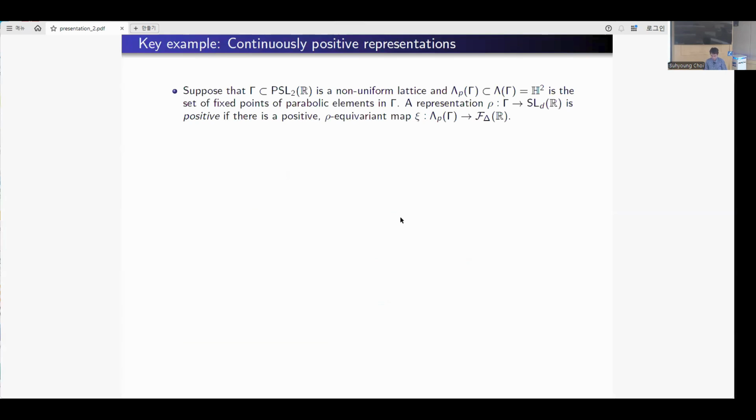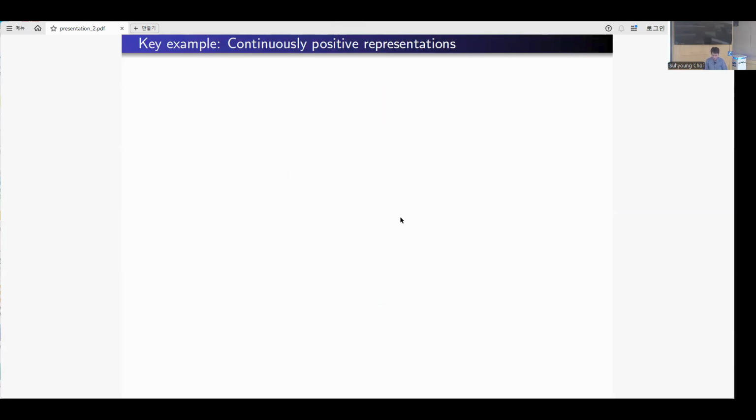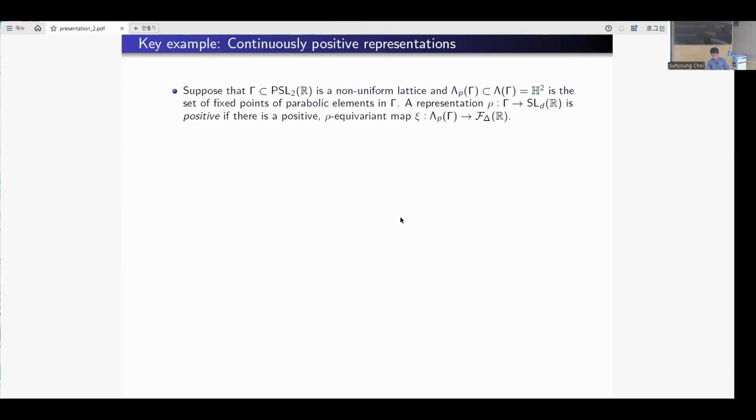The next thing I'm going to say, I just added in after lunch, after some conversation with Francis. I want to compare them with these things called positive representations that I think Francis is going to talk about tomorrow. I hope I'm not stealing your thunder too much. Here, I'm going to take gamma in PSL2R to be a non-uniform lattice. An example of this is a finite area surface with cusps.